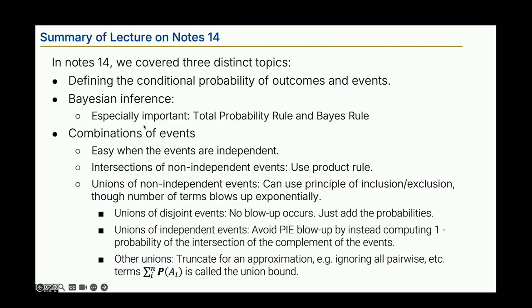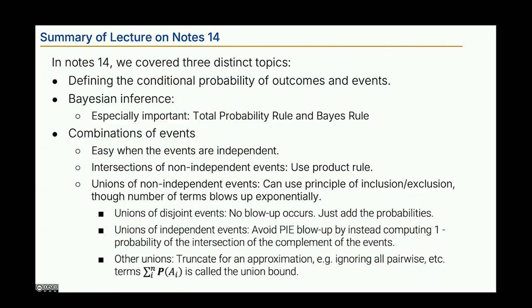And then we talked about combinations of events. If the events are independent, things are relatively easy. If we have intersections of non-independent events, then we can use the product rule. So that was like our flush example. And if we have unions of non-independent events, we can use the principle of inclusion-exclusion. But the problem is it blows up exponentially in the number of different events we're considering.